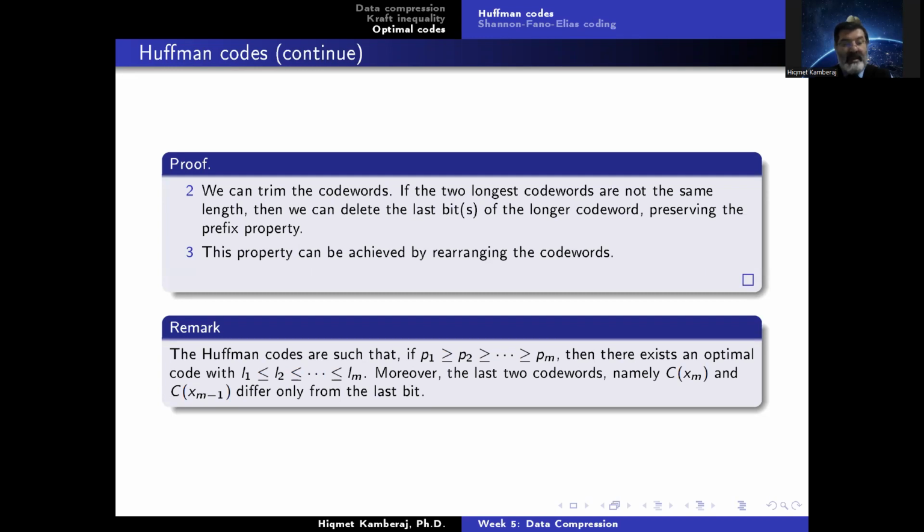Now, as a remark, the Huffman codes are such that if p_1 is greater than or equal to p_2 greater than or equal to, and so on, p_M, then there exists an optimal code with length l_1 less than or equal to l_2, and so on, less than or equal to l_M. Moreover, the last two code words, namely C(x_M) and C(x_{M-1}), differ only in the last bit.